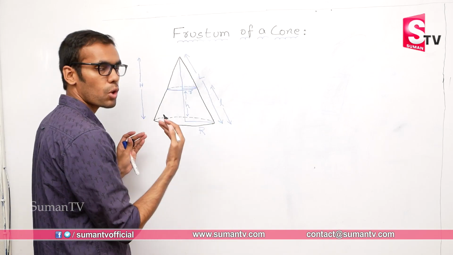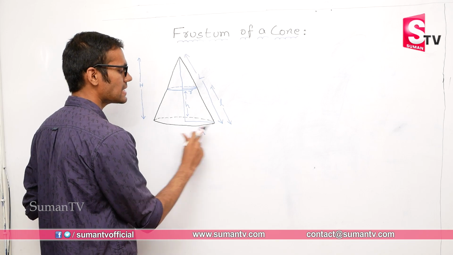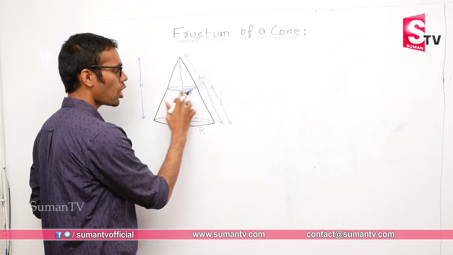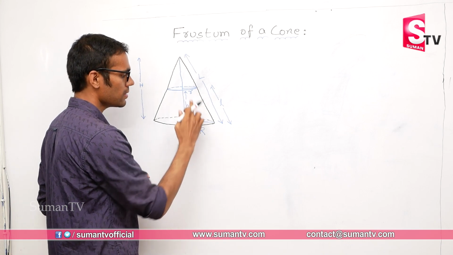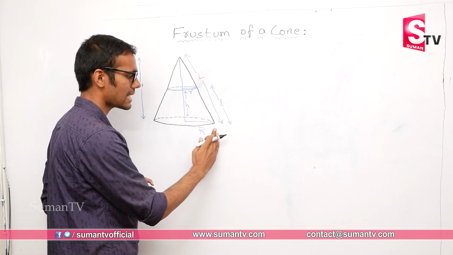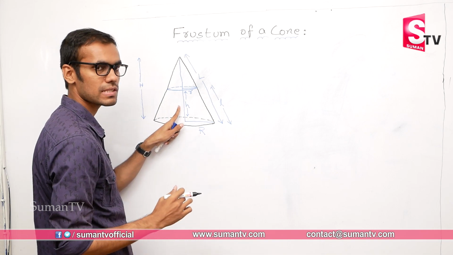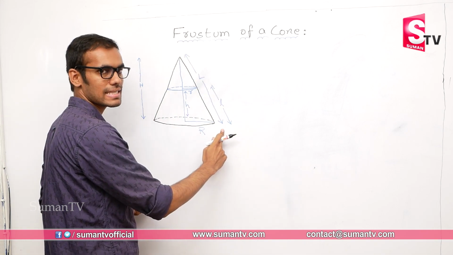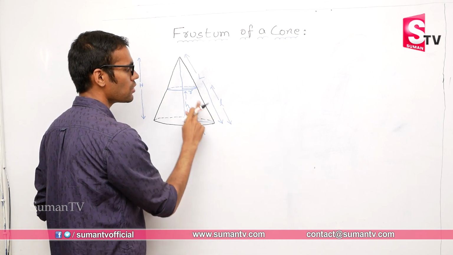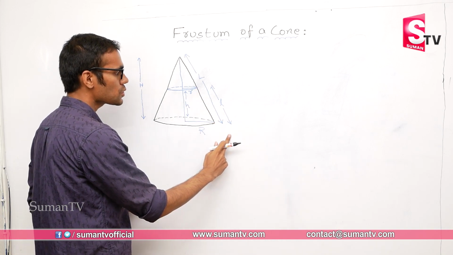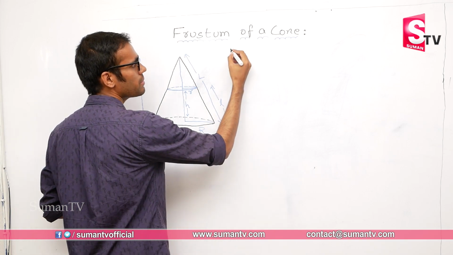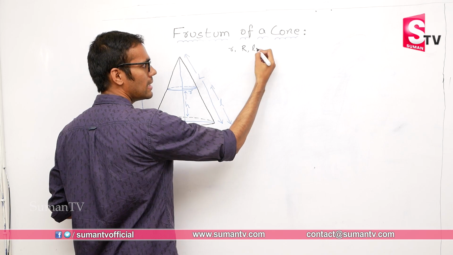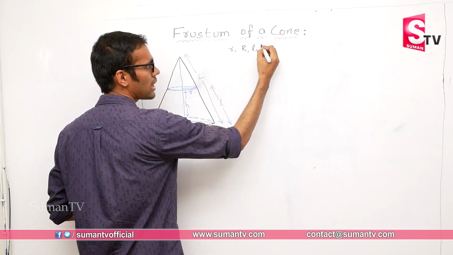So, we have a proper cone where the base radius is capital R and you have a frustum inside this cone. The top base radius is smaller, the bottom radius is capital R. The height of the frustum is small h. The total slant height of the cone is capital L. The slant height of the frustum is small l. So what are we given in the question? We will be given only small r, capital R, small l and the height of the frustum is small h.